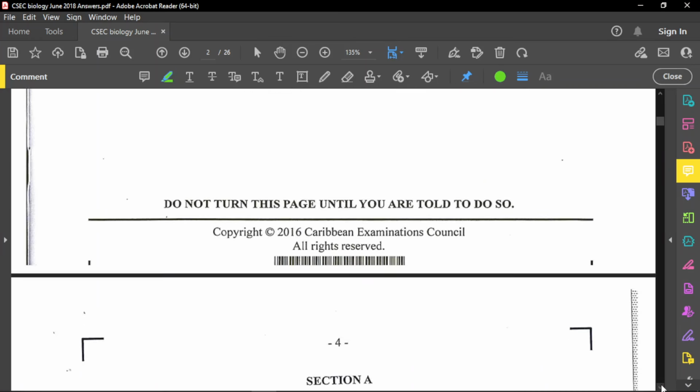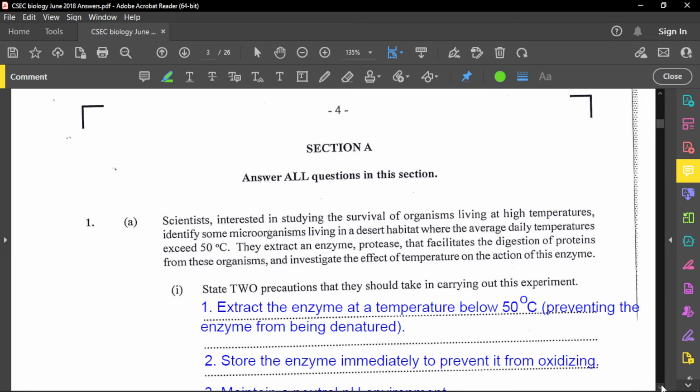Now, let's jump into Section A, question number 1. Part A reads that scientists interested in studying the survival of organisms living at high temperatures identify some microorganisms living in a desert habitat where the average daily temperatures exceed 50 degrees Celsius. They extract an enzyme, protease, that facilitates the digestion of proteins from these organisms and investigate the effect of temperature on the action of this enzyme. So part 1 is to state 2 precautions that they should take in carrying out this experiment.